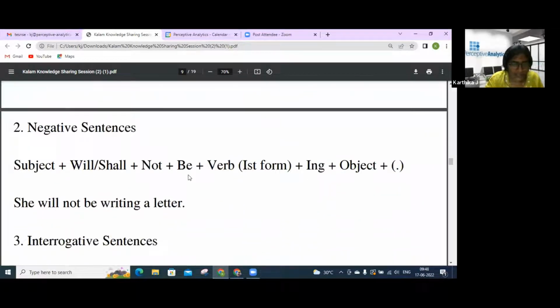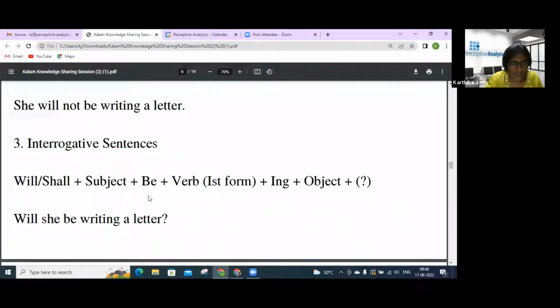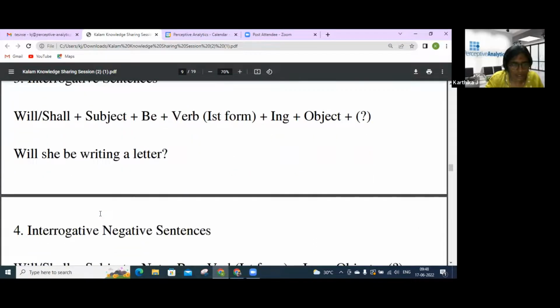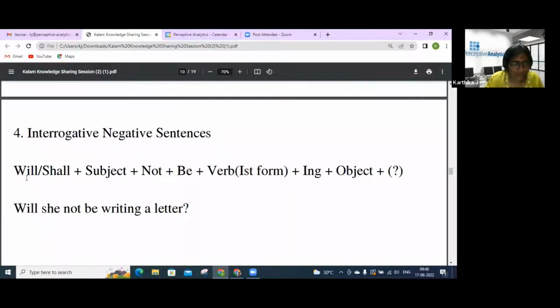If it is a negative sentence, we just have to use not: subject plus will or shall plus not plus be plus V1 verb plus ing plus object. So she will not be writing a letter. Interrogative means we have to use the helping word in the front: will or shall plus subject plus be plus V1 verb plus ing plus object. So will she be writing a letter? And negative plus interrogative means we have to use both the helping verb and not. So the rule for this: will or shall plus subject plus not plus be plus verb V1 plus ing plus object. So will she not be writing a letter?